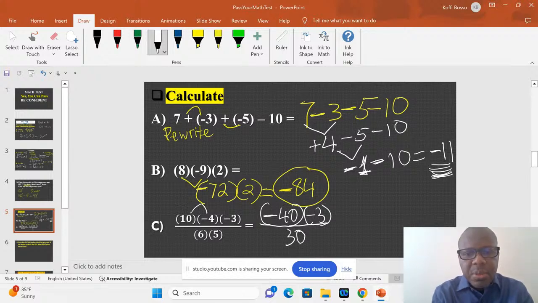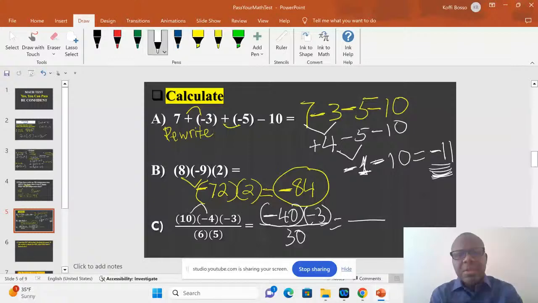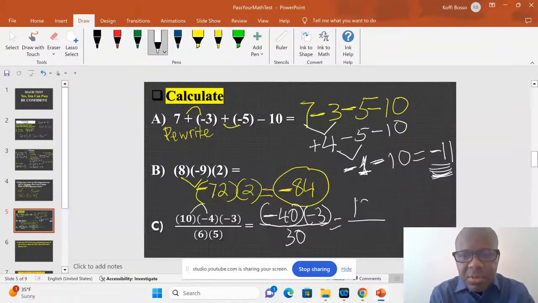No problem. We continue. So negative 40 multiplied by negative 3. Negative multiplied by negative returns to positive. So 40 multiplied by 3 is 120. And we have that 120 divided by 30.